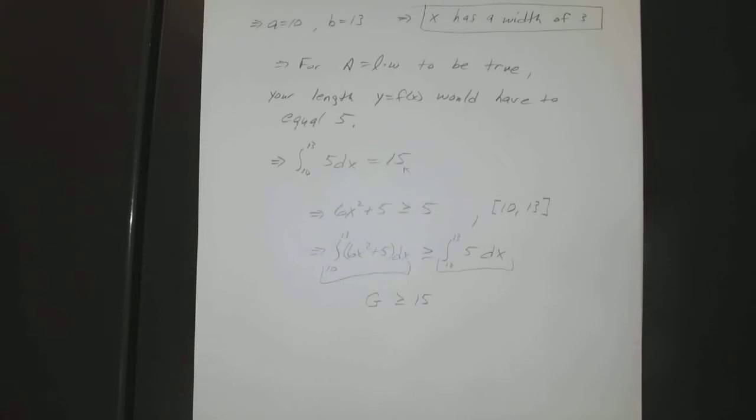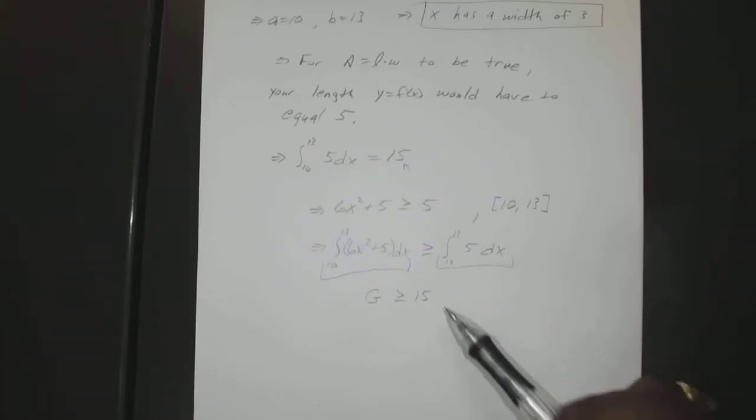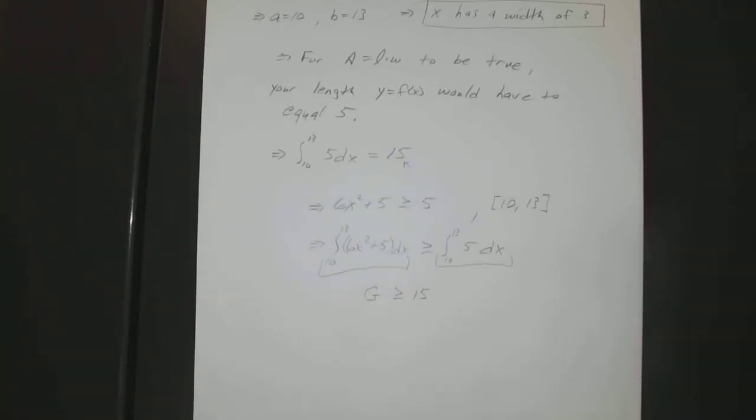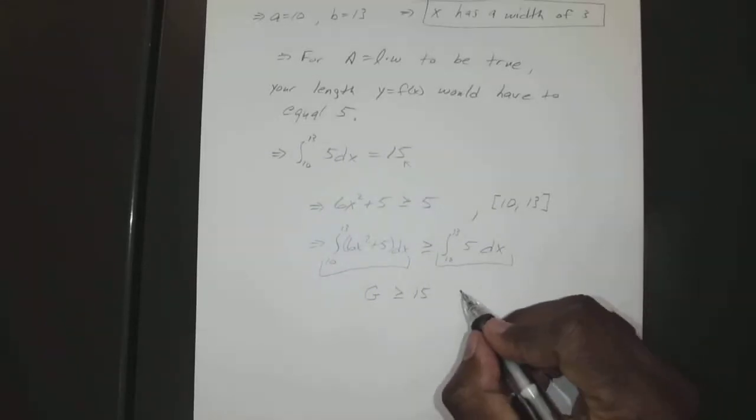So remember, if we have one rectangle and that area is 15, when we have all that missing space, it's only going to get bigger. So your area is going to grow from there. So it's going to be greater than or equal to 15. It's true. Yep, so this one's true.